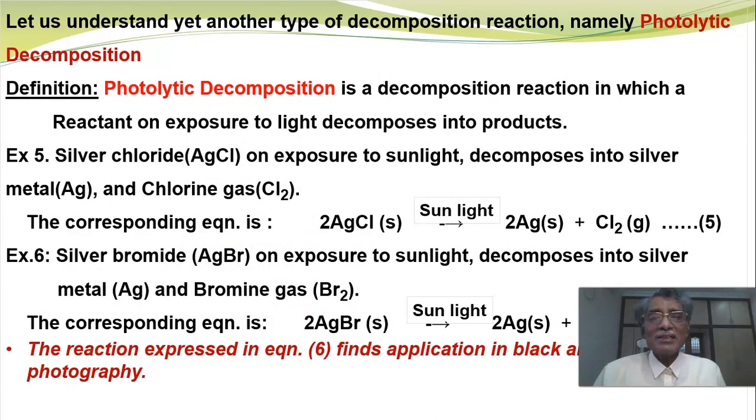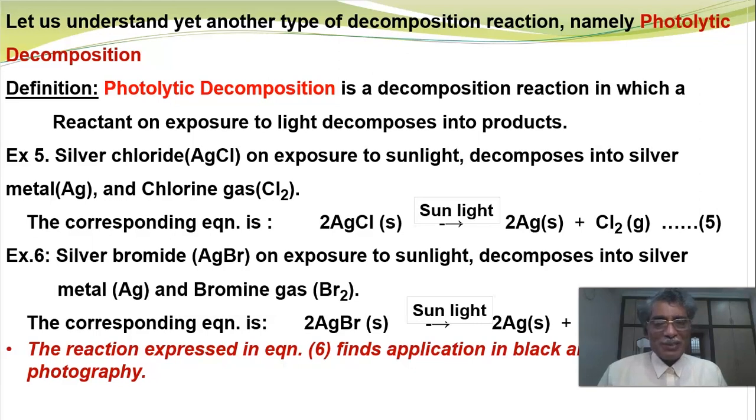Let us understand yet another type of decomposition reaction, namely photolytic decomposition. Let us define that. Photolytic decomposition is a decomposition reaction in which a reactant on exposure to light decomposes into products. Silver chloride, AgCl, on exposure to sunlight decomposes into silver metal, Ag, and chlorine gas, Cl2. The corresponding equation is 2AgCl solid upon exposure to sunlight gives rise to 2Ag solid plus Cl2 gas.